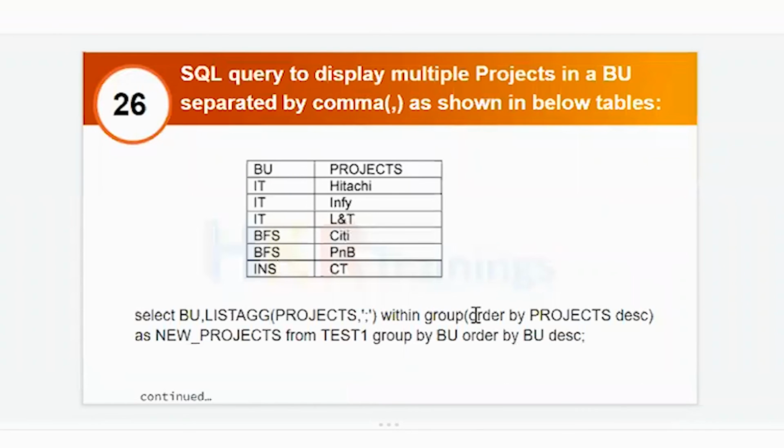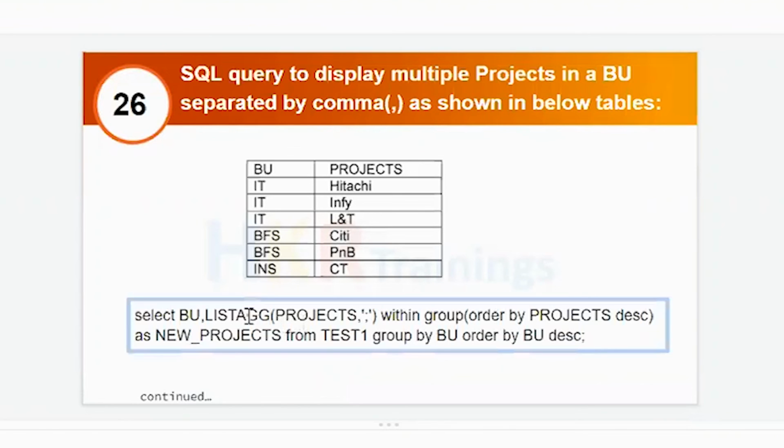Okay, next question. SQL query to display multiple projects in a BU separated by comma. This is a very simple question actually, but people who don't know about the listagg function will not be able to answer it. So we just need to know that we can use these kinds of transformations in the data using the listagg function. So the function is listagg, very important. We can just remember it as it is.